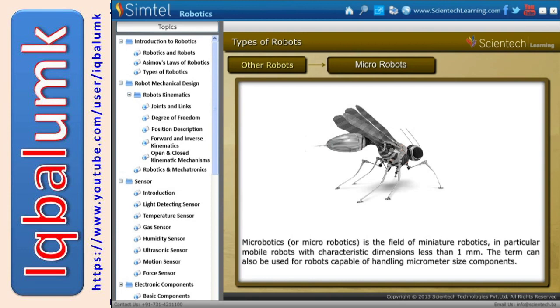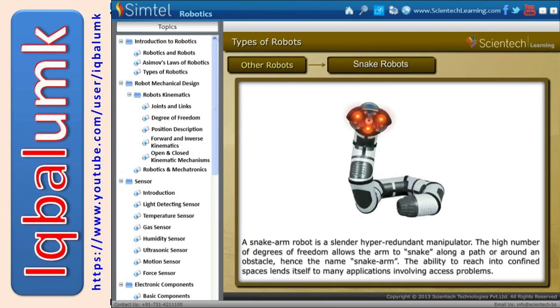Another one is snake robots. A snake arm robot is a slender hyper-redundant manipulator. The high number of degrees of freedom allows the arm to snake along a path, or around an obstacle, hence the name snake arm.